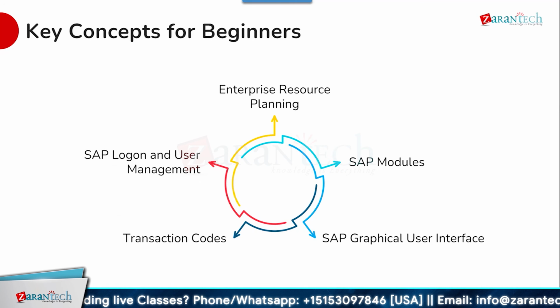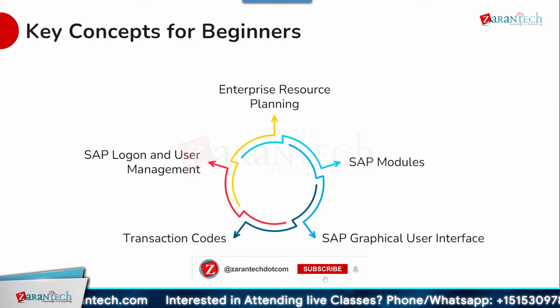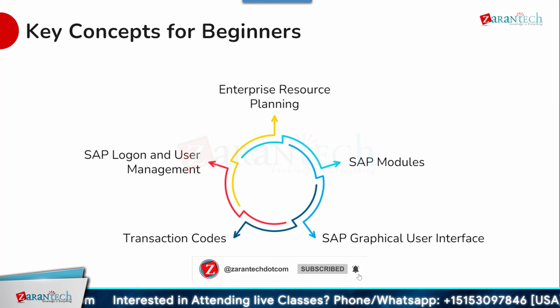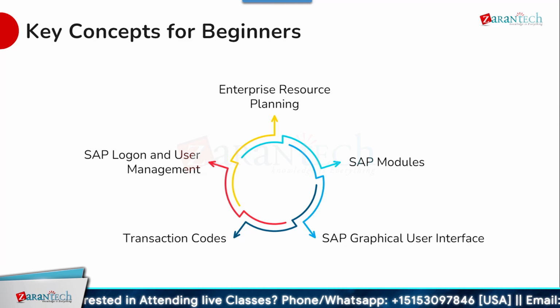Okay, now as we move into the key concepts for beginners, we will cover several fundamental aspects of SAP ERP. Number one is enterprise resource planning, where we will discuss what ERP means and how it integrates various business processes. Then come the SAP modules, where we will explore the different functional modules that make up the SAP ERP system. Then comes the SAP Graphical User Interface, or GUI, where we will introduce you to the SAP GUI and how to navigate it effectively.